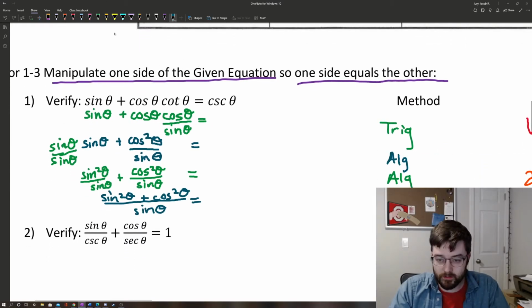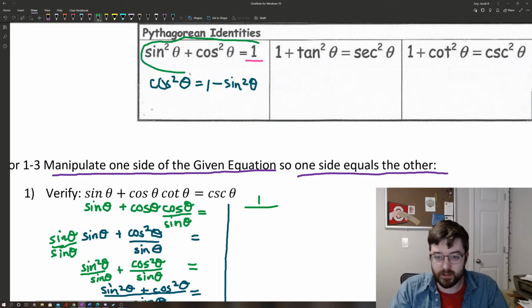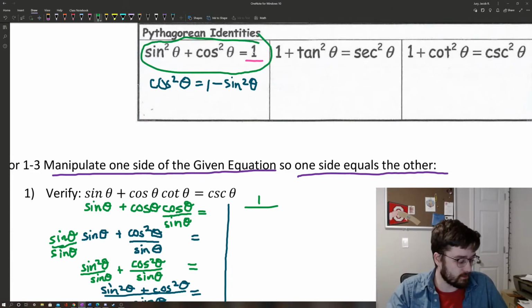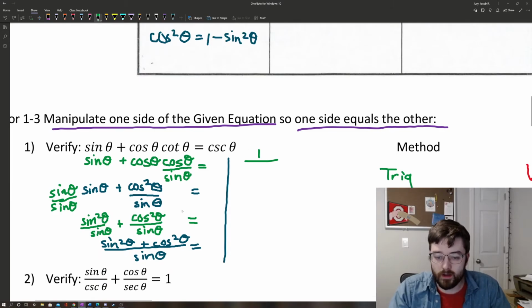And I'm going to turn that, I would probably have to start a new line for this, so I'm going to do it over here. But I would have a 1. I would change sine squared plus cosine squared theta into 1, because that's what my identity says, is I can replace one for the other. That's what the equal sign means. So I have a 1, again, reiterating this, my sine squared theta plus cosine squared theta turned into 1 because I used my identity. And my sine theta in my denominator is going to stay there.